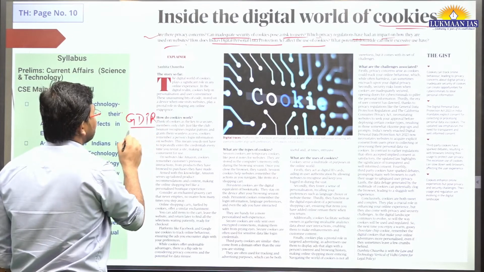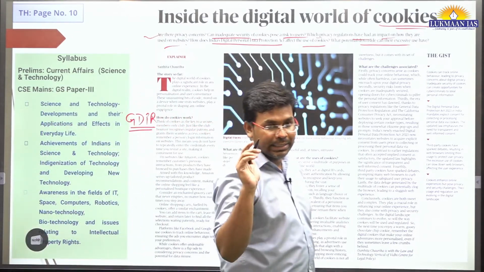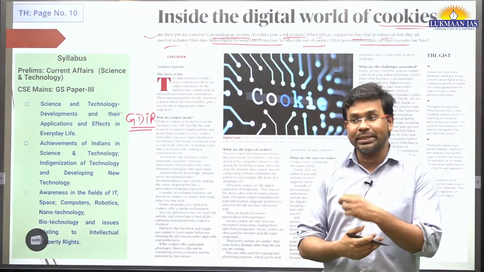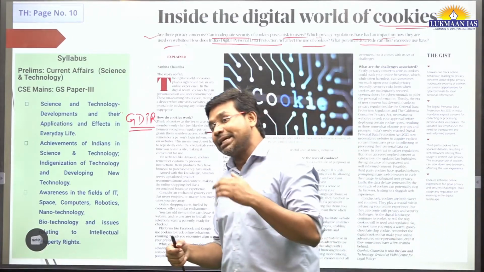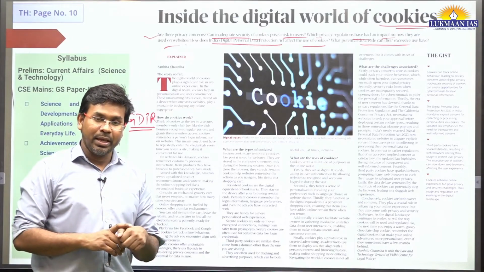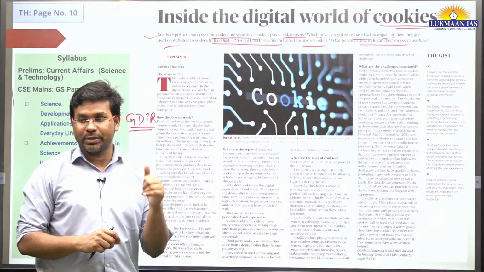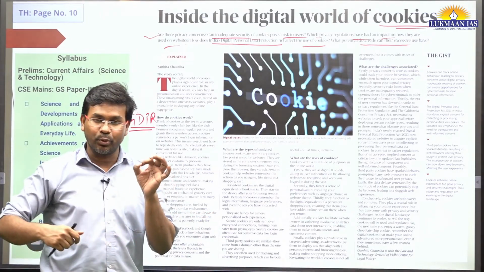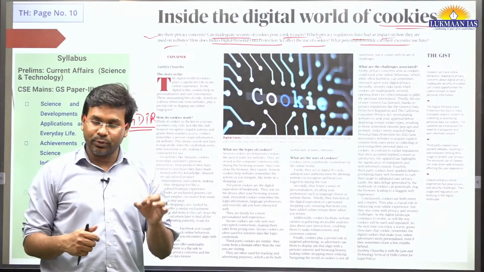GDPR. So these GDPR rules of the European Union say that every technical company, whatever information they need from the user, they need to explicitly declare to the users for what purpose they need that information, and they should try to take the minimum possible information from the users to provide services to them. Whichever is the most important data that they need, only those they should ask for.